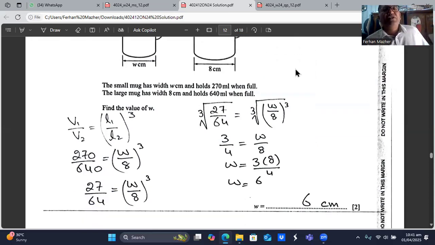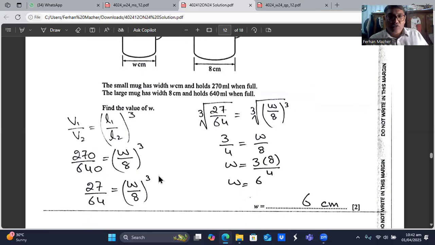So V1 by V2 is equal to L1 by L2 whole cube, because they are similar. So the ratio of the volumes is equal to the cube of the ratio of the sides. So 270 divided by 640 is equal to W divided by 8 whole cube. So 0 will be cancelled. So 27 divided by 64 is equal to W by 8 whole cube.